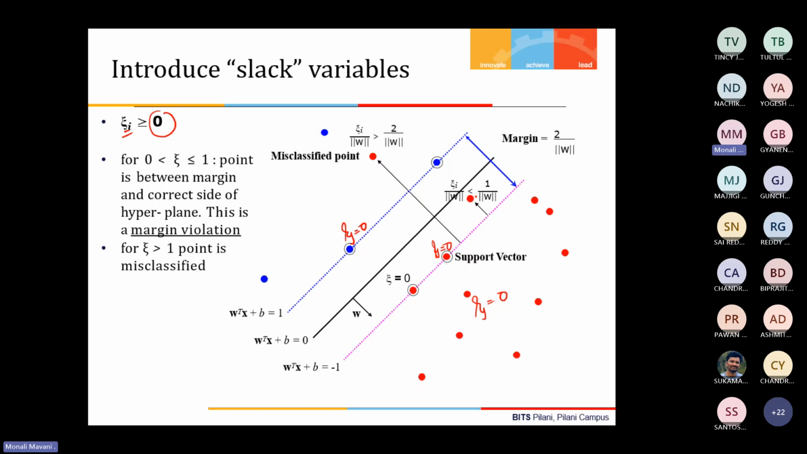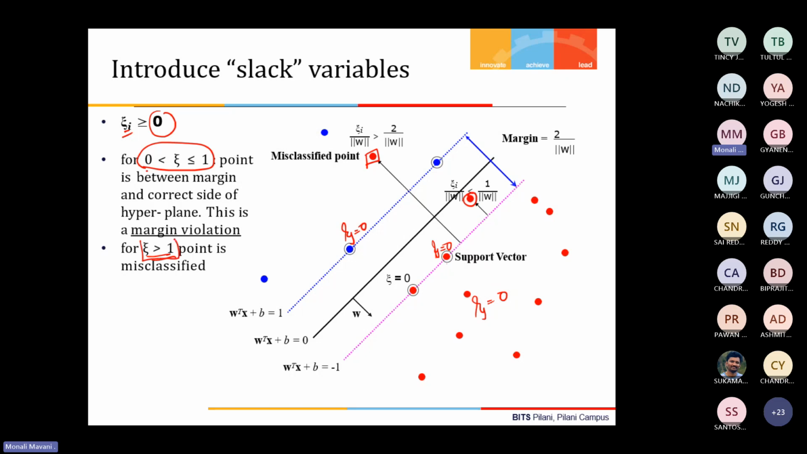If any data point is within the margin, like the red one over here, but it is on the correct side of the decision boundary, on the red side, then the slack variable value would be between 0 and 1. And any points which are away from the margin, on the wrong side of the decision boundary, say for example this red point on the blue side of the decision boundary, for those points the slack variable value would be greater than 1.